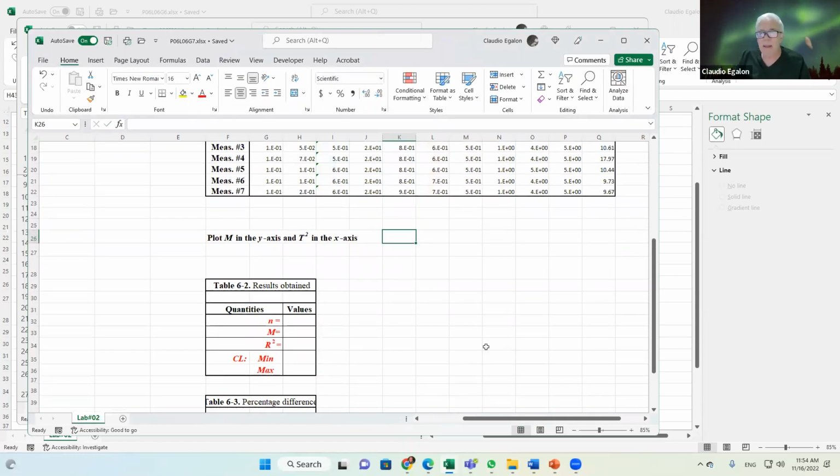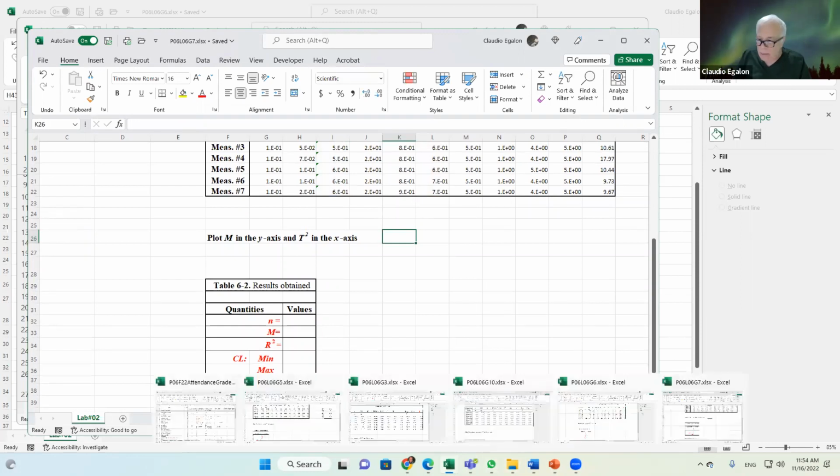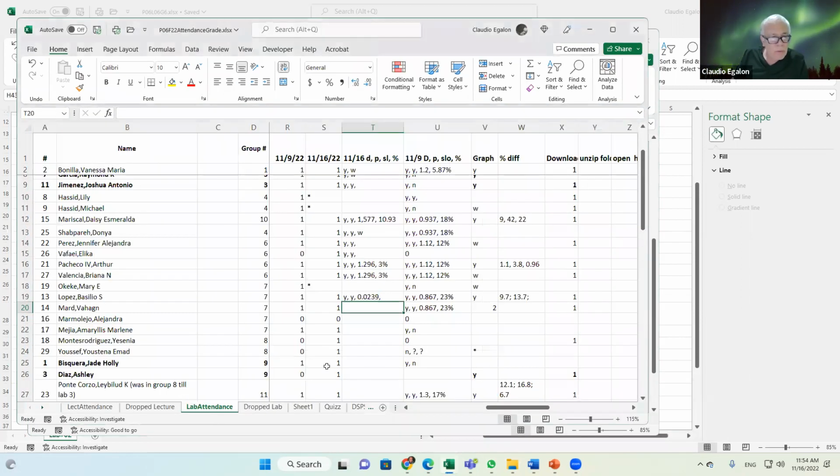Just by using the equation. We have 6 more minutes to go. Let's automatically runs out. Okay, so which other students should go for? But okay, I covered Basilio and Vahag, right? Alejandro is not here. I don't see Alejandra.